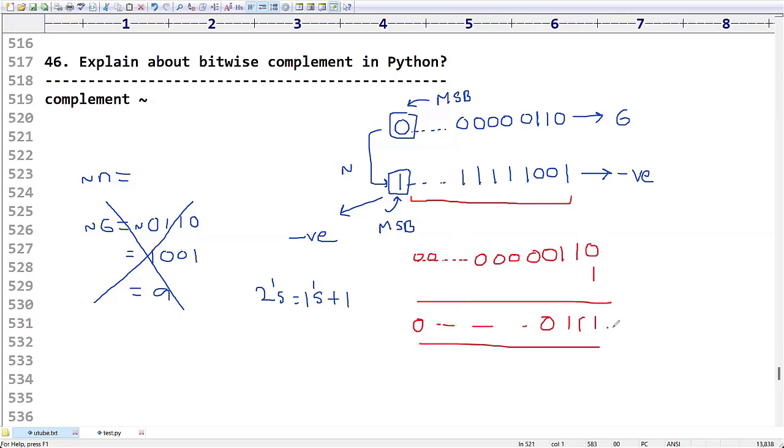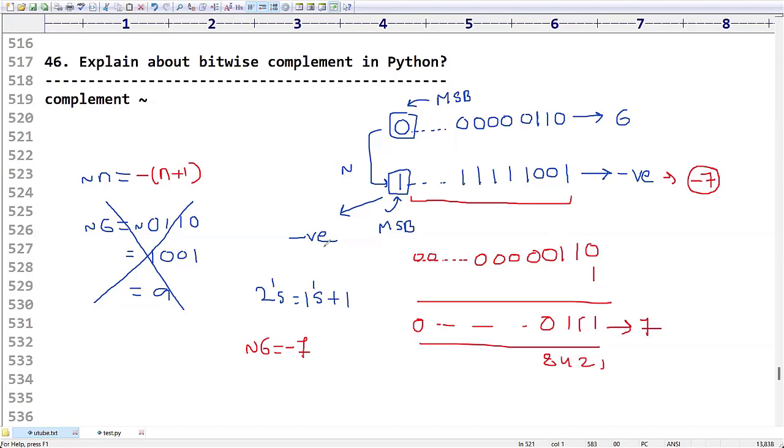So now, what is the decimal equivalent of this? 8421. 4 plus 2, 6 plus 1, 7. But we have a sign, right? So the result will become minus 7. So the complement of 6 is nothing but minus 7. The formula is: complement of n is nothing but minus of n plus 1. This is how internally it is going to work.